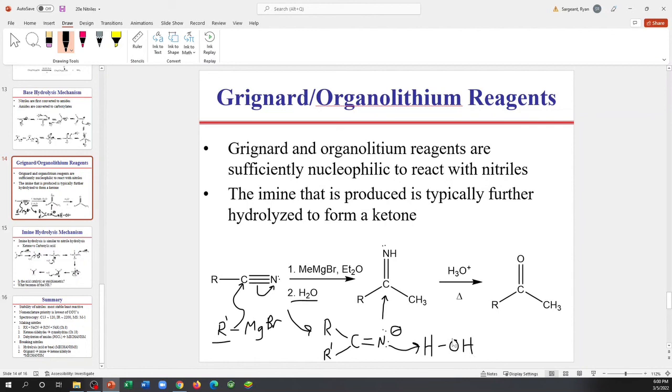When you pull that hydrogen off of water, you're trading a nitrogen with a negative charge for a hydroxide, which is an oxygen with a negative charge. That's a significantly weaker base, and equilibrium would favor the formation of that weaker base. That takes us to the imine. So these two steps get us to the imine. And then the next slide is going to show how we get from the imine here to the ketone.